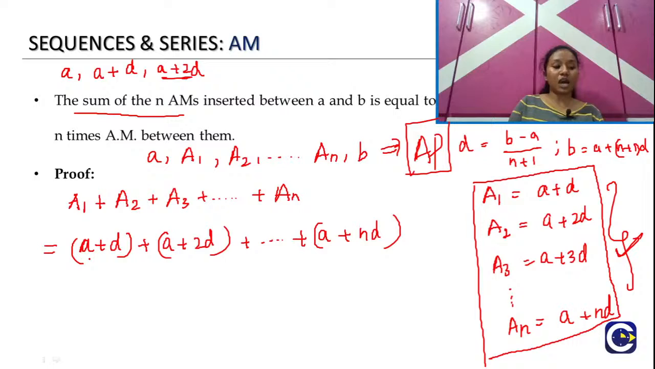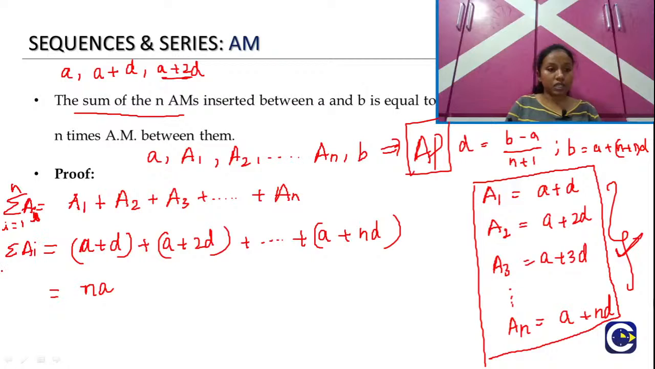So here you can see our A will be repeated n times. That means this can be written as NA. So this is nothing but sigma AI, where I will be equal to 1 to n. As A is repeating n times, we can take that as NA, and then we'll be remaining with D plus 2D plus 3D and so on until ND.